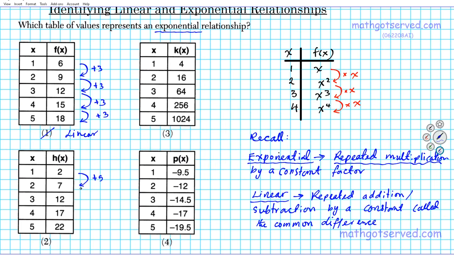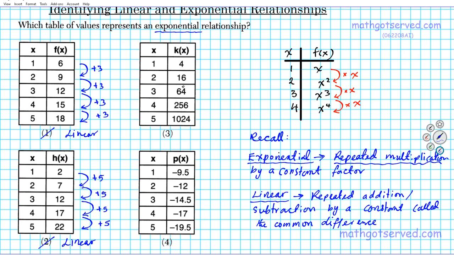So if you add 5 to 2, you get 7. If you add 5 to 7, you get 12. Nice. If you add 5 to 12, you get 17. And if you add 5 to 17, you get 22. Ladies and gentlemen, you can clearly see that this is a linear relationship because you're adding the same common difference of 5 over and over again. All right, so this is a linear relationship, so it cannot be number 2. We're looking for the exponential relationship here.